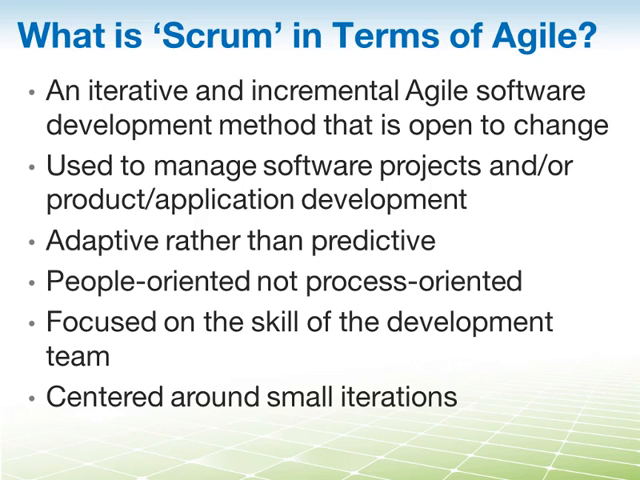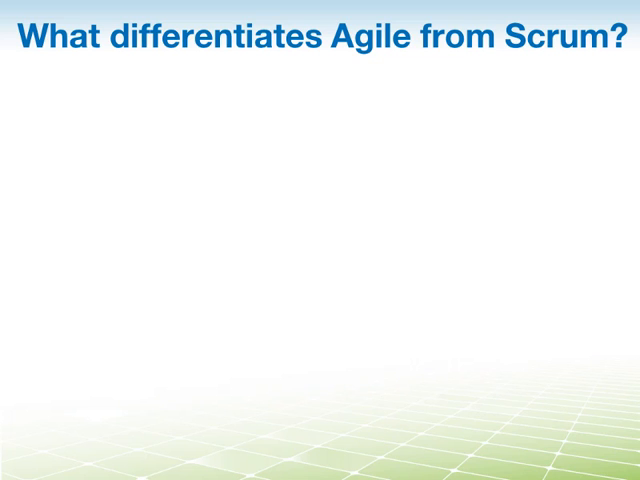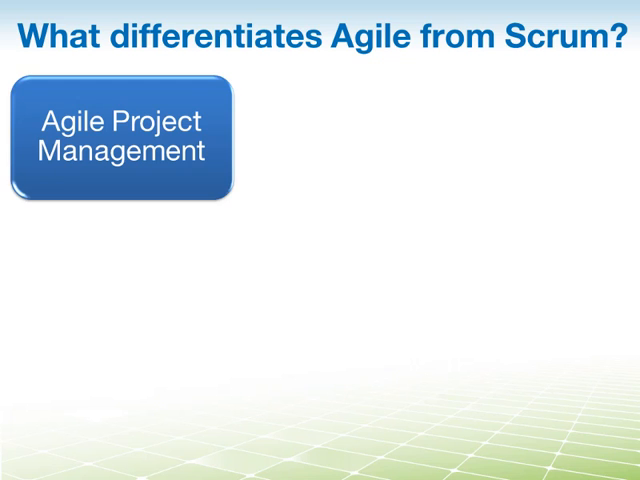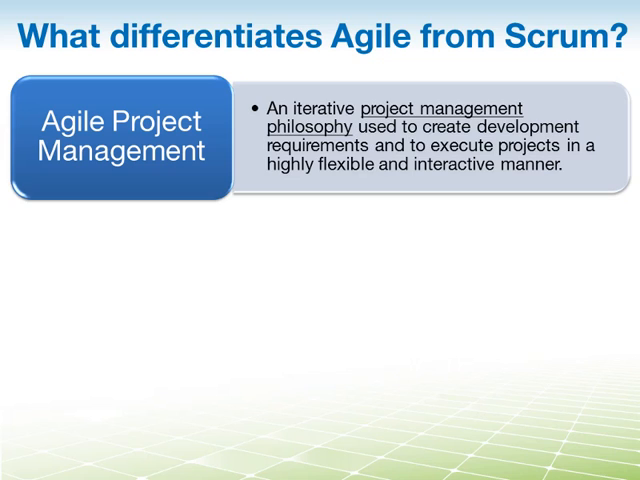Very well then, now that we have seen an overview of what we mean by Agile project management, Agile software development, and Scrum, it's important to ensure that we understand the differences between them when you encounter them on projects. So here is an important overview. Agile project management is an iterative project management philosophy used to determine development requirements and to execute projects in a highly flexible and interactive manner.